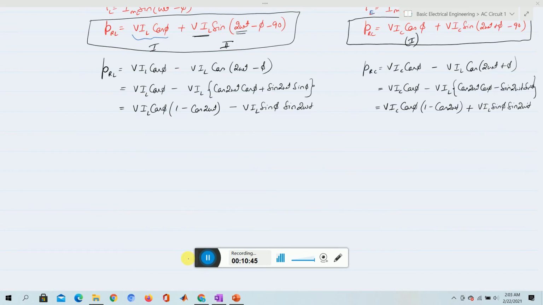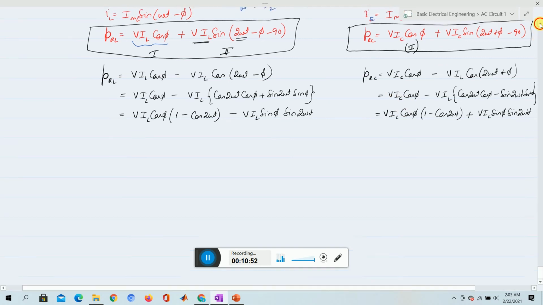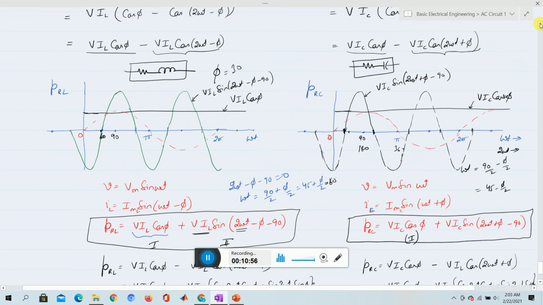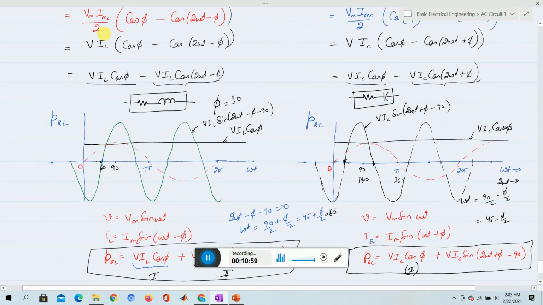Now this expression for P RL and P RC has been written once again, with the difference, so that you can see that we have derived the equation earlier like this: P RL cos phi and cos of 2 omega t minus phi. Here the same expression is given again.